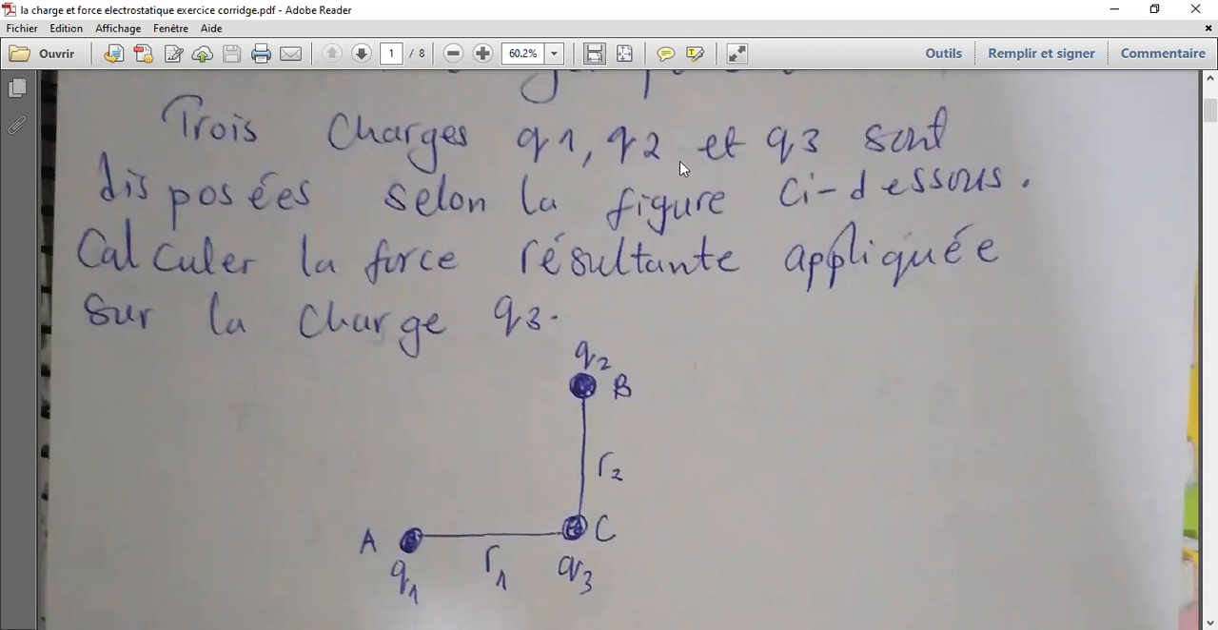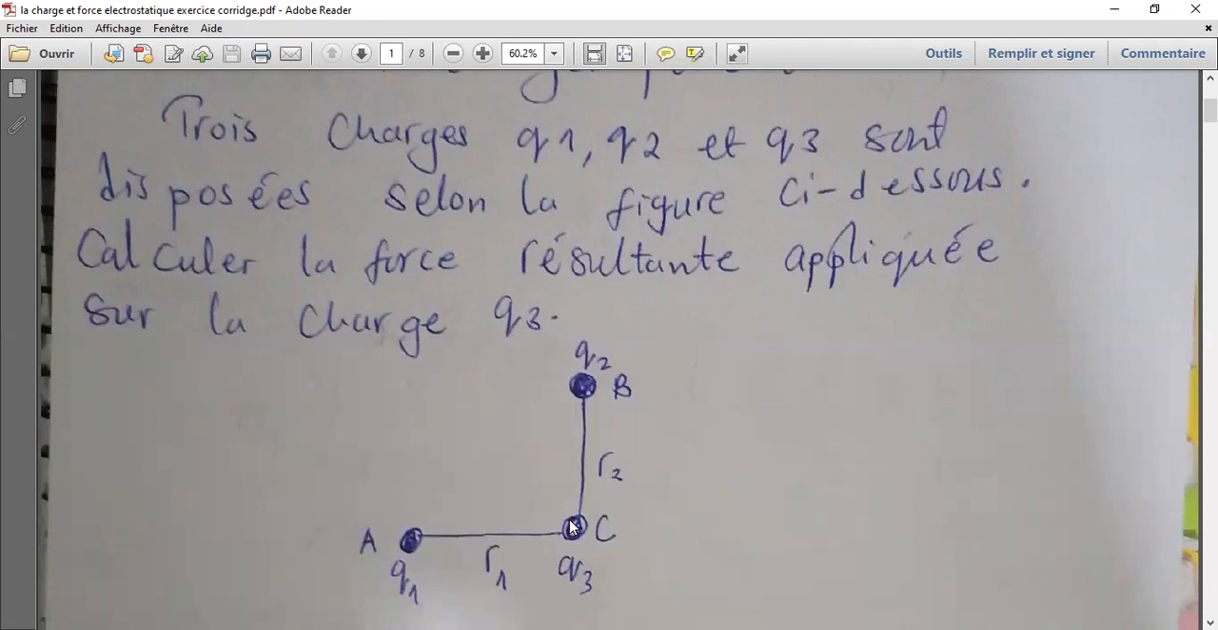On Q3. The force is exerted on Q3. Yeah, correct, excellent. So as our friend has said, the force is being exerted on Q3. The force is being acted on Q3. So you see that there's Q1 which exerts a force on Q3, and Q2 which exerts a force on Q3. So they want you to calculate the resultant force.